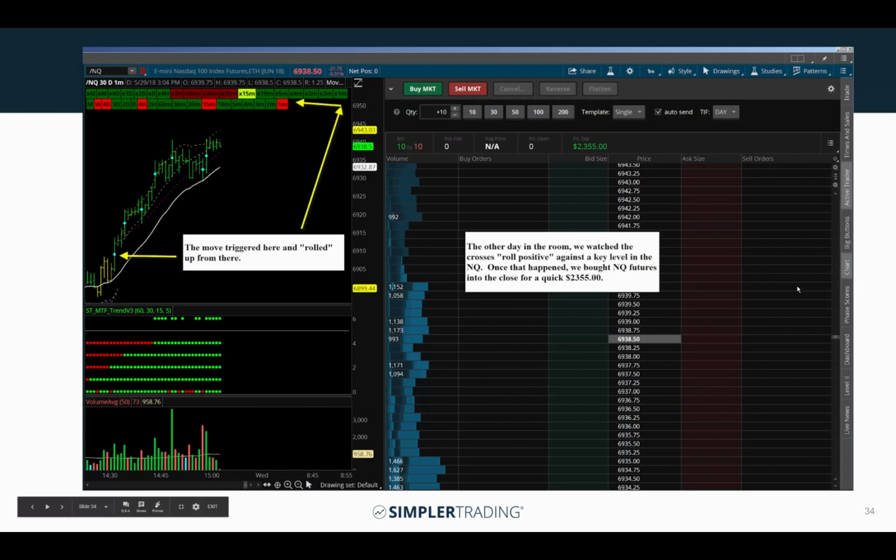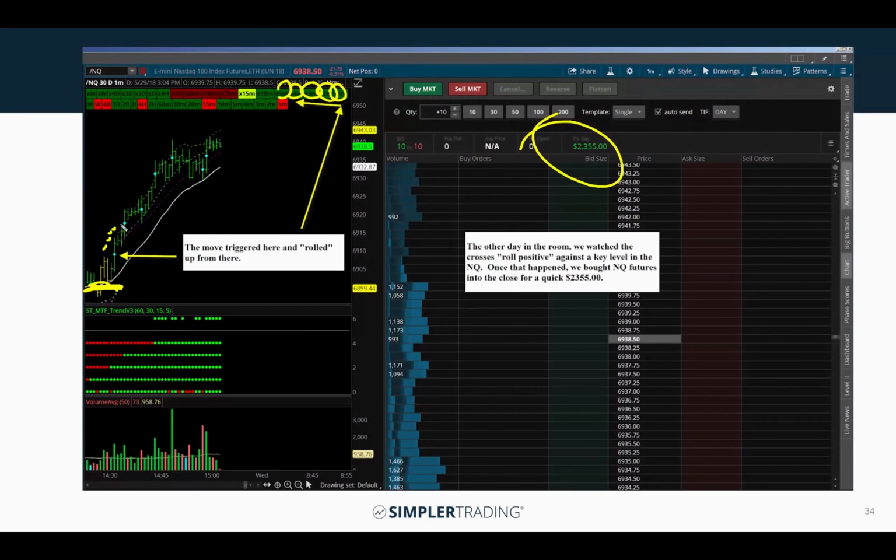And then the other day, was it yesterday? I think it was yesterday in the room. We were watching the NASDAQ futures sitting here against support, and guess what? We saw the 1-minute go and then the 2, and so we got long the NASDAQ futures, and we just sat there and watched it roll up, which gave us confidence to just hold on to the trade into the close. And so it was a nice $2,300 trade in the last 20 minutes of the trading day, okay? High probability move there, and we were able to time it perfectly.